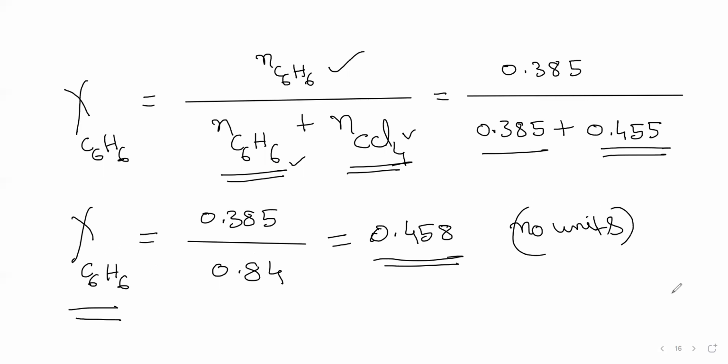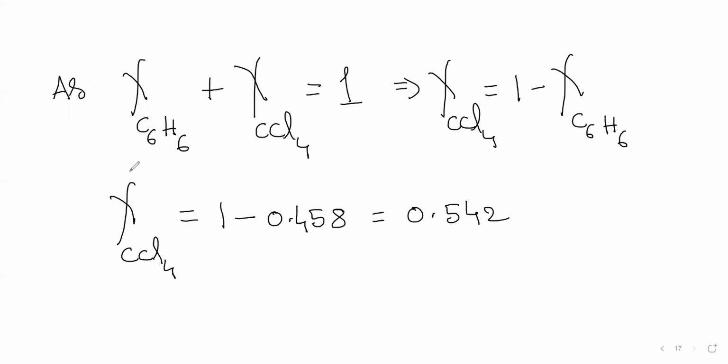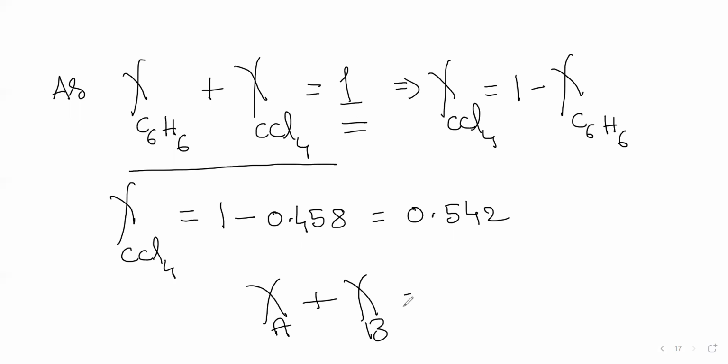Now, how do we calculate the mole fraction of the other component, that is CCl4? We know that the mole fraction of C6H6 plus the mole fraction of CCl4 is equal to 1. That is for a binary mixture. As I told you, chi A plus chi B goes to 1. Based on this idea, I'm going to calculate. So chi CCl4 is 1 minus chi C6H6, that is 1 minus 0.458, which is 0.542. That's the answer for you, and that's the end of the problem.